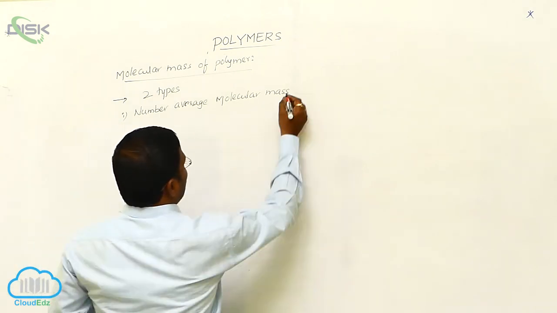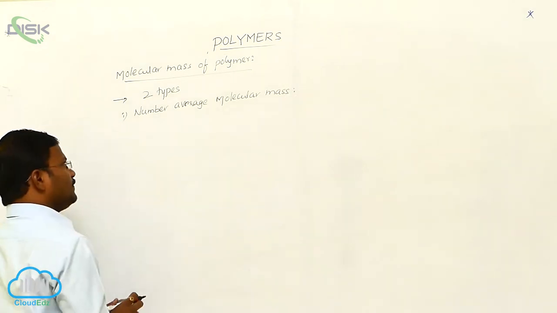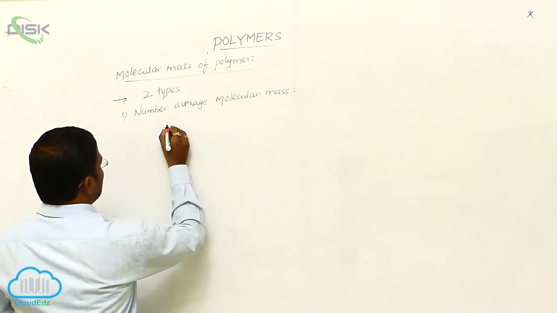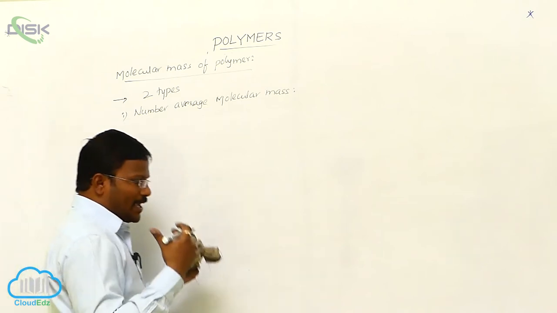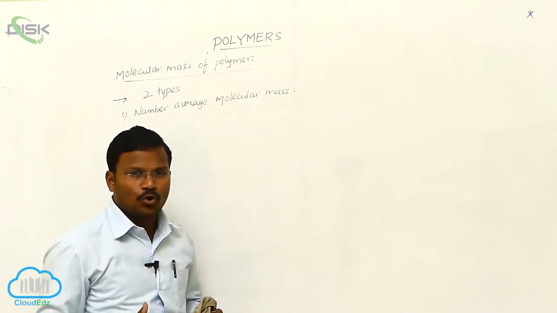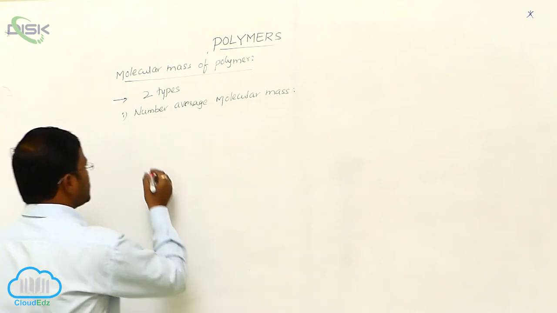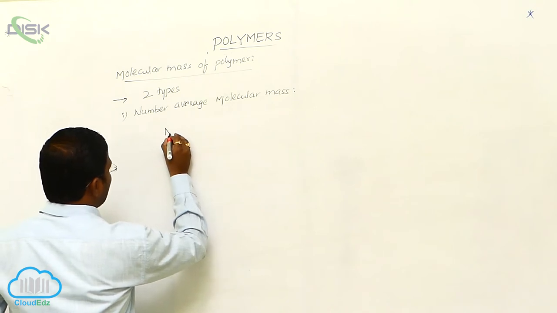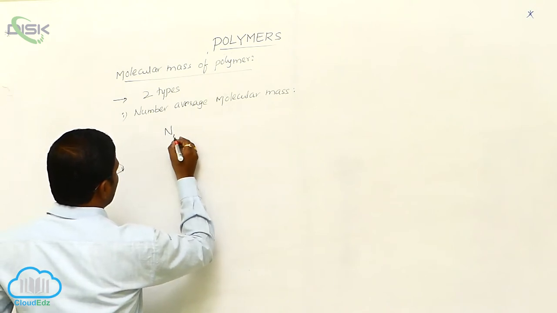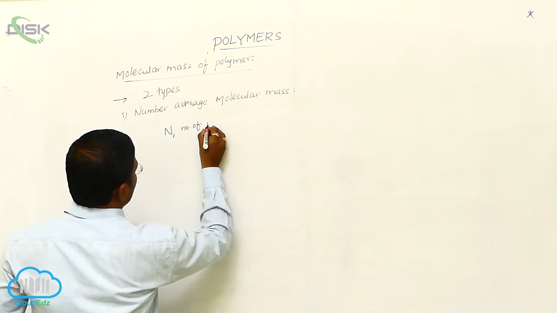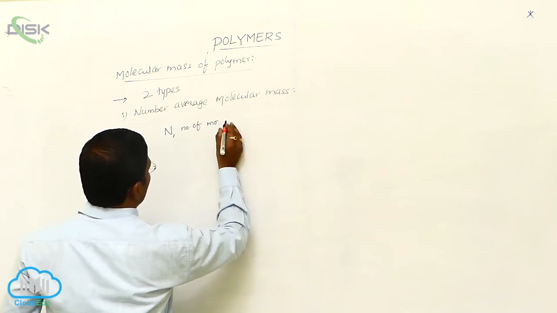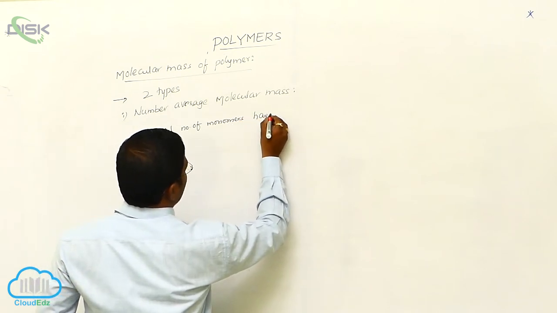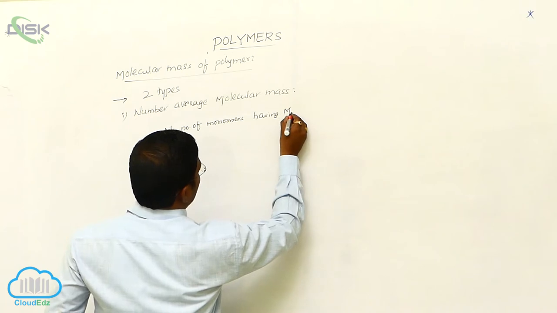Before going to express how to identify number average molecular mass of a given polymer, I want to consider the polymer may have similar types of monomers or different types of monomers. For that reason, I want to take a polymer which is made up of n1 number of monomers having m1 mass value.